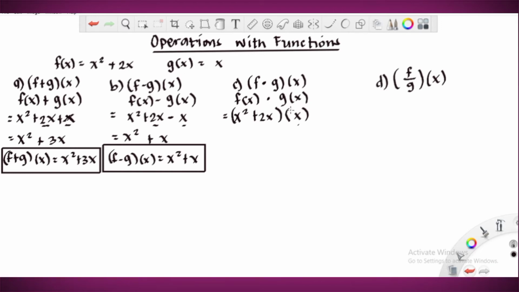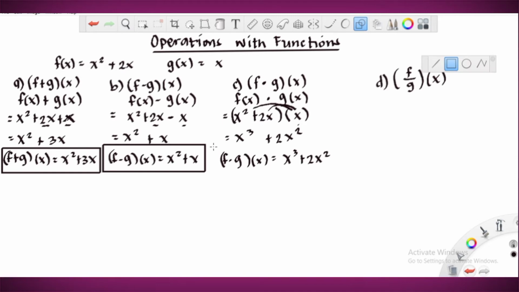So we're gonna have x times x squared, or x squared times x. So that is equal to x cubed. And then, ito namang 2x, i-multiply sa x. So 2x times x, that is equal to 2x squared. So therefore, f times g of x is equal to x cubed plus 2x squared. Okay, let's put the answer inside the box. And let us have the fourth function, division.